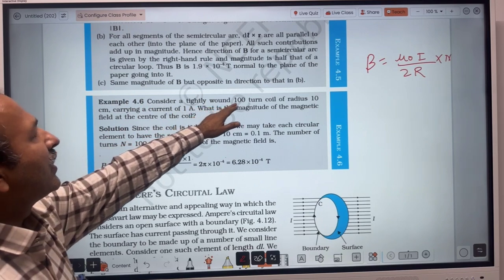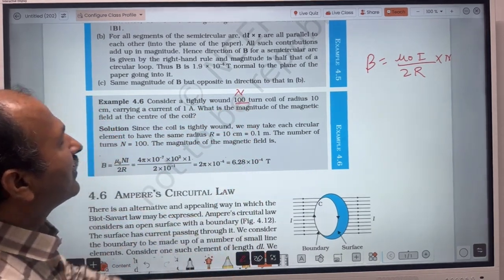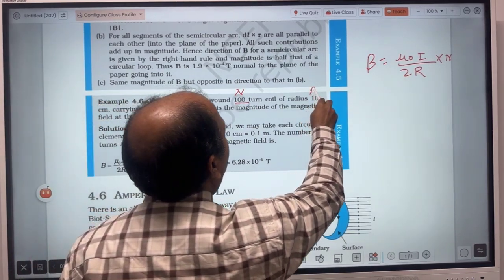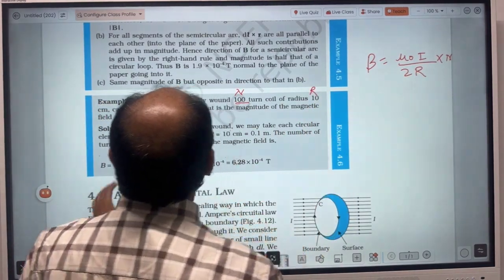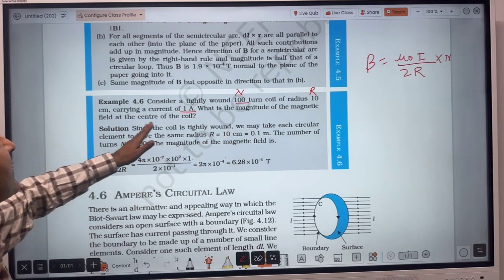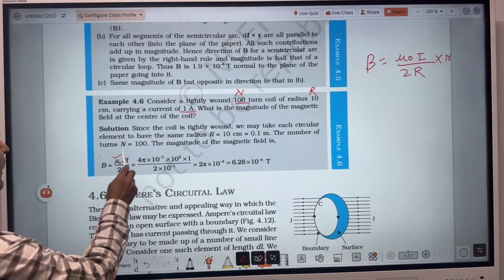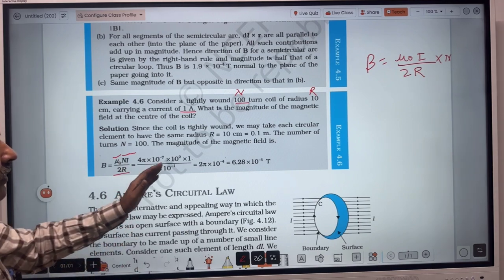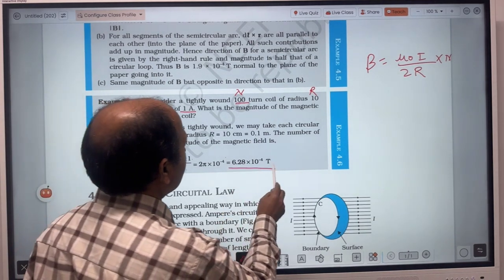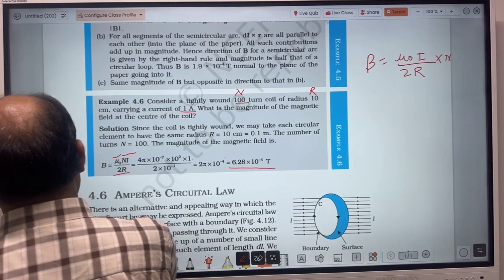Same thing in this question, you will observe. Consider a tightly wound 100 turn coil. So value of capital N is given 100, the radius is given as 10 centimeter, and current is given as 1 ampere. What is the magnitude of the magnetic field at the center of the coil? So you can apply that formula, that is mu naught N I divided by 2r. Put the values, you will get 6.28 into 10 power minus 4 Tesla. I think you have understood. It's a simple question.